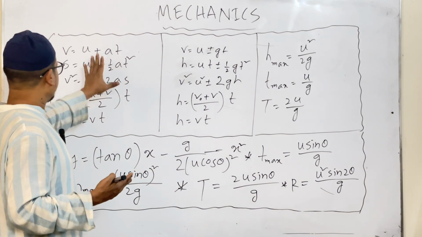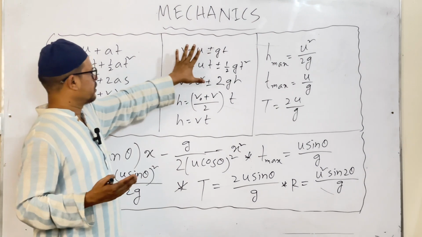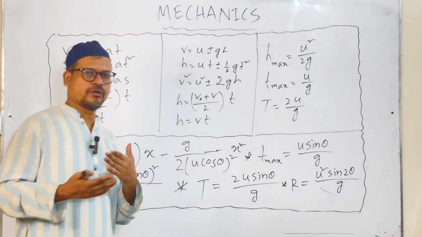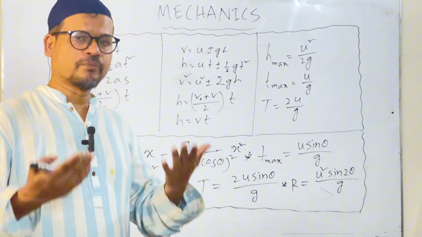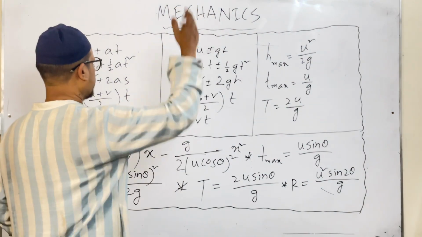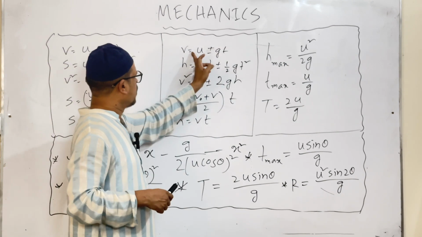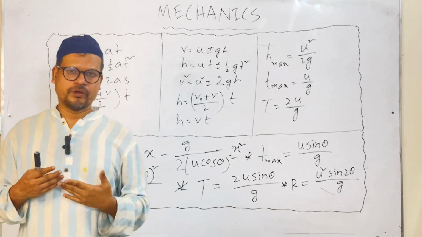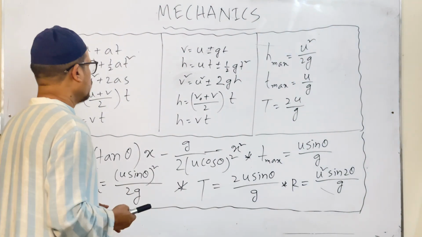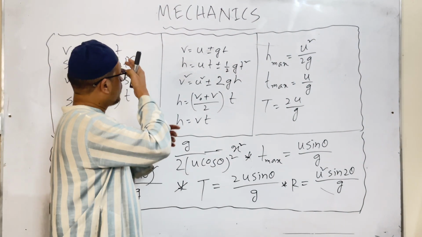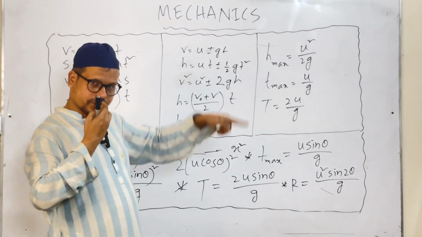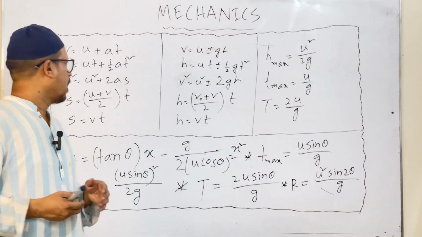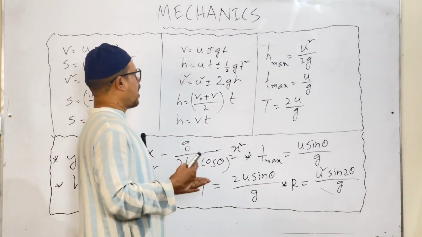If you know these, you can know the same for a falling body, or if you throw any body upward. It will be u plus or minus gt. When you throw anything upward, it is minus; when it comes downward, it is plus. Similarly, v equals u plus or minus gt, and h equals ut plus or minus half gt square.